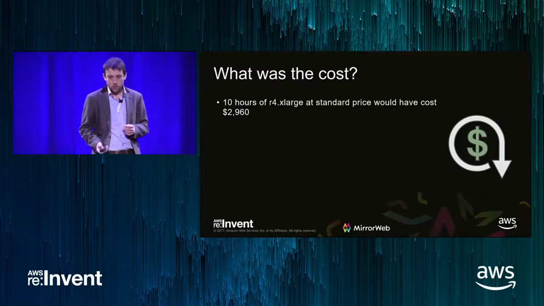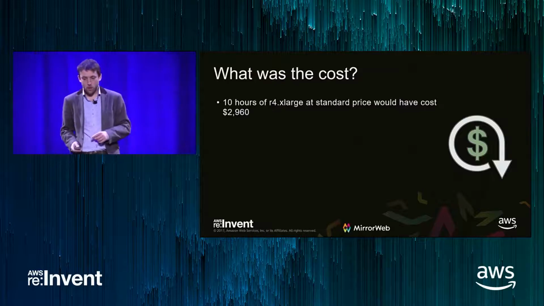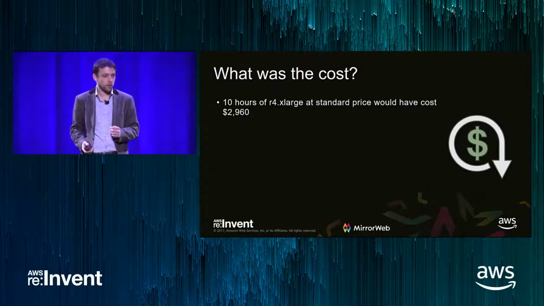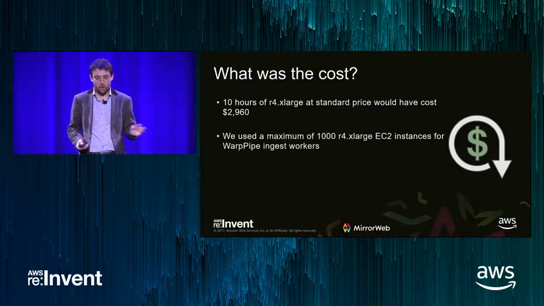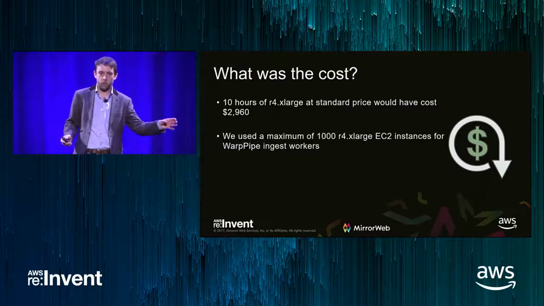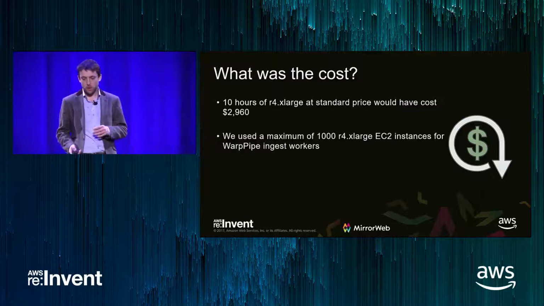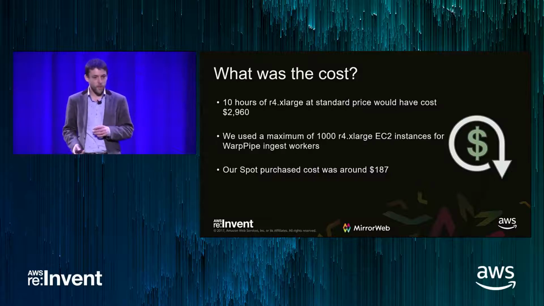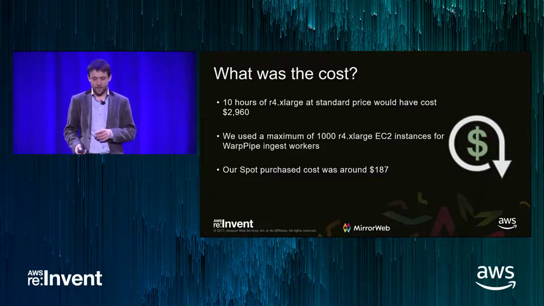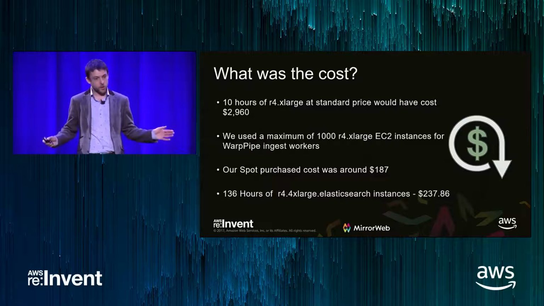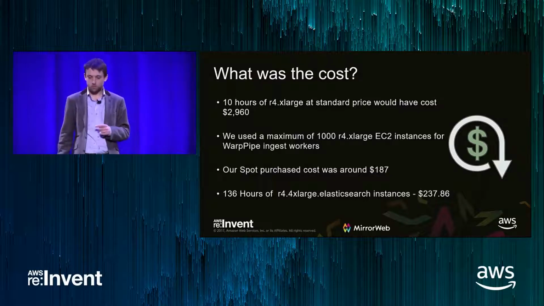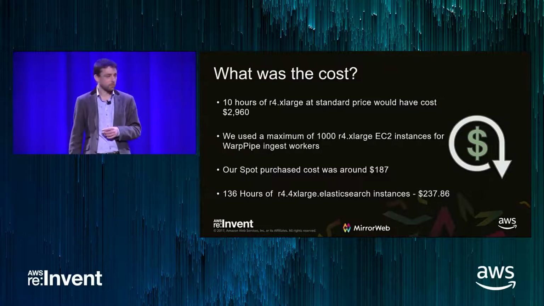So what was the cost? Well, 10 hours of R4X large, 1,000 of them would have cost around $2,960. As it was, we didn't use 1,000 for the entire time because once the filter stage had completed, we were able to shut those down. But I ended up with a spot purchase price of $187. Phenomenal reduction. And then the large Elasticsearch cluster that we ran, looking back through our bill, we used it for 136 hours, and that cost us $237, which all in all was pretty cheap.